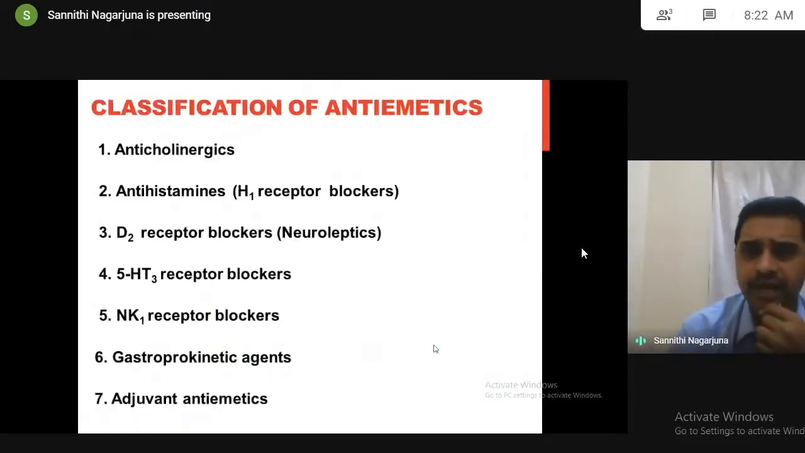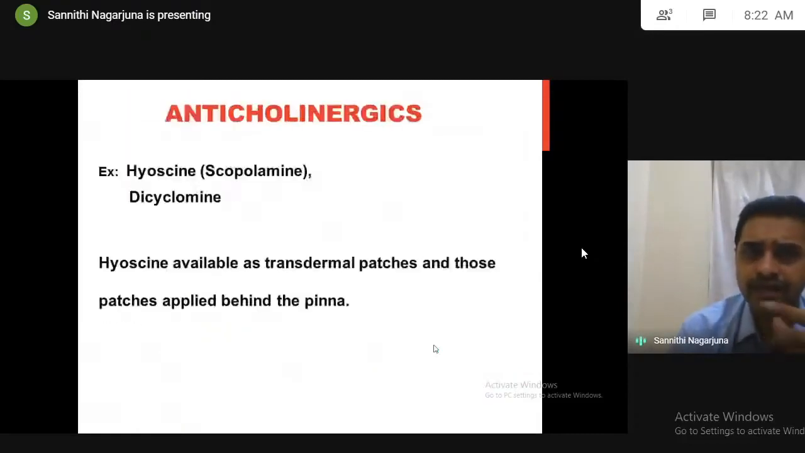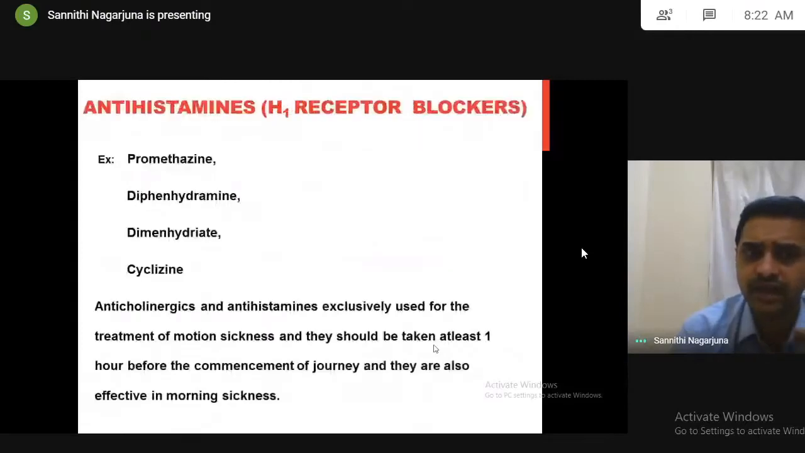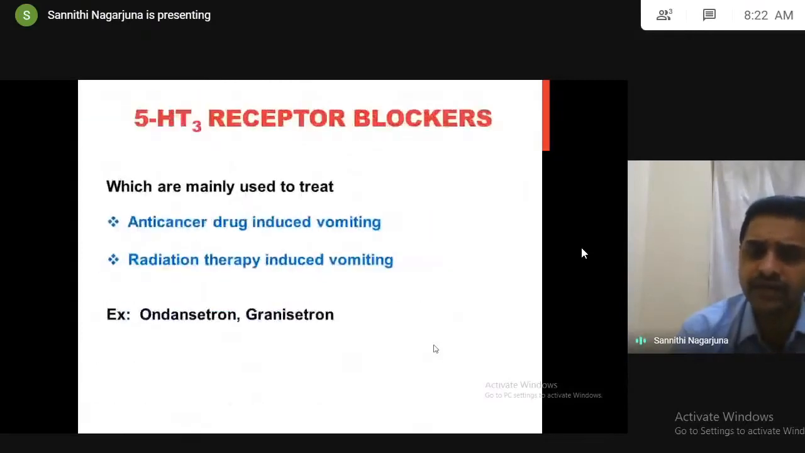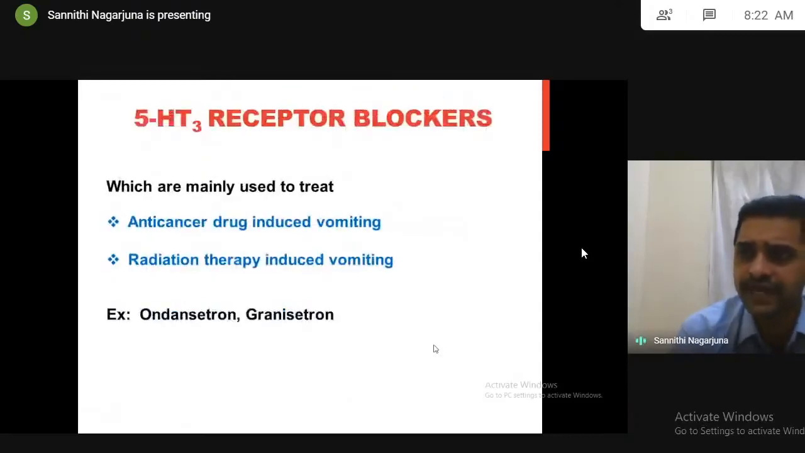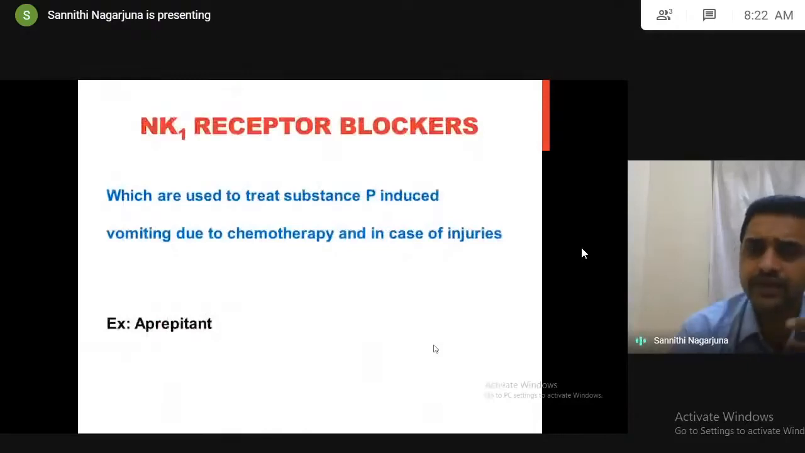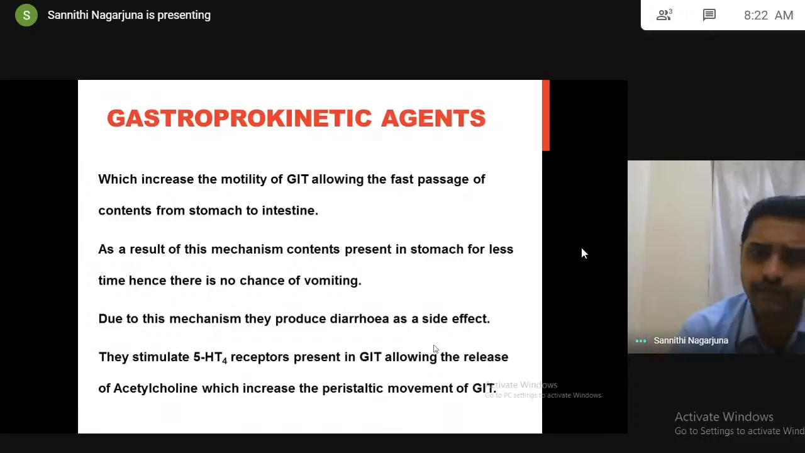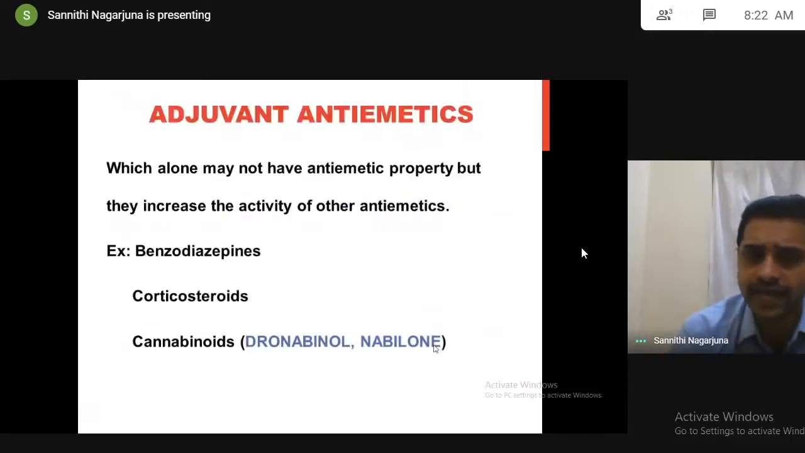Based on this, we developed the mechanisms. Anticholinergics and antihistamines are majorly for motion sickness. D2 blockers are for morning sickness, levodopa-induced vomiting, and migraine-induced vomiting. 5-HT3 blockers are for anti-cancer drug and radiation therapy-induced vomiting. NK1 receptor blockers are for substance P-induced vomiting. Gastroprokinetics are for the general mechanism. Adjuvant antiemetics increase the activity of other antiemetics.